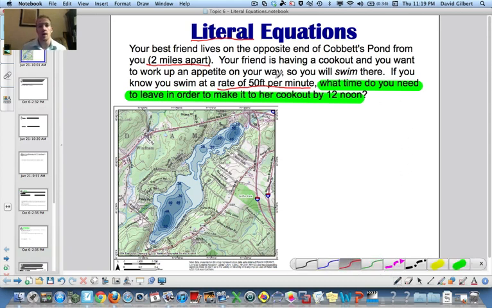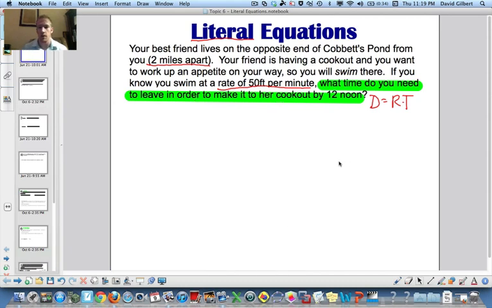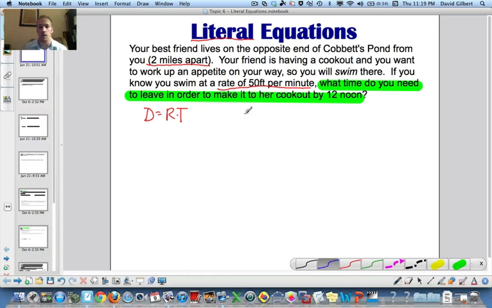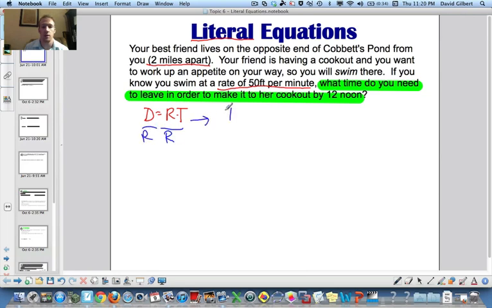So we want time, we have rate, and we have a distance. So you know an equation that does this. All right, the equation is distance equals rate times time. Now I'm just going to move this out of my way because I need the space. We want to know the time that you need to leave. So what we need to do is solve for t. To get t alone, you divide both sides by r, and that gives us t equals distance divided by rate. Alright, sweet.